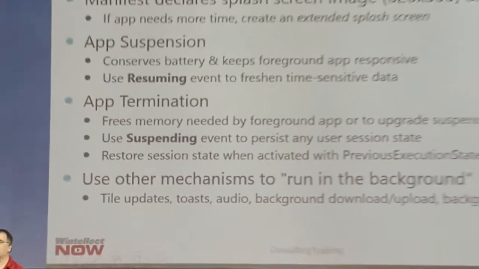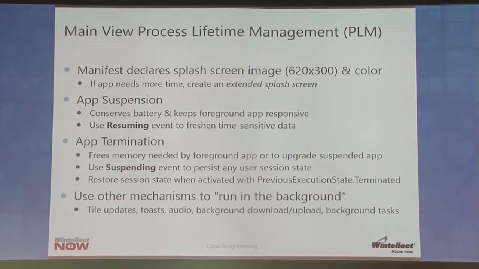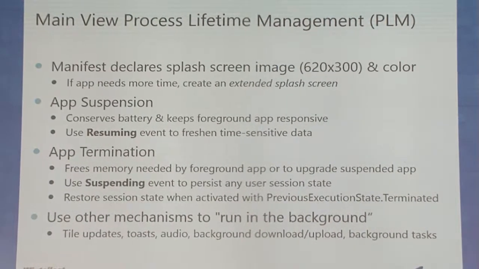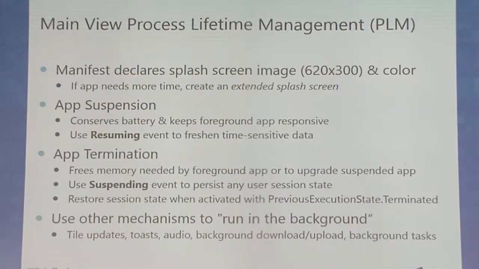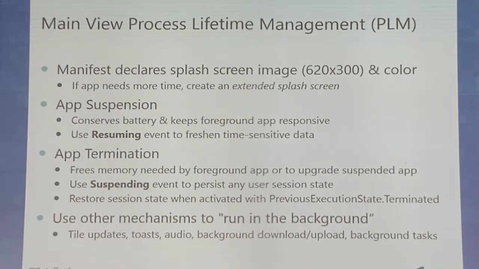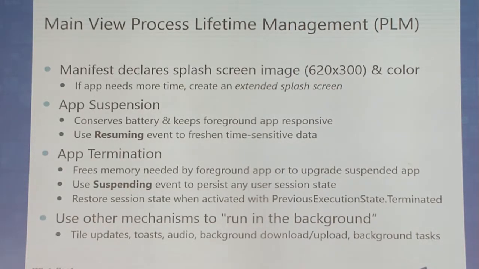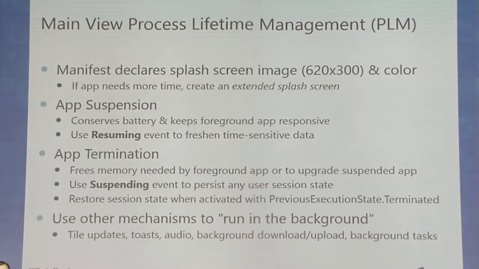Now, for app termination, the reason the system does this, as I said, is that it frees memory needed by the foreground app, or this also happens to upgrade a suspended app from version 1 to version 2. And when this happens, your application will receive a suspending event. So you'll be notified that the system is about to suspend your threads. This gives you the opportunity to persist any user session state into a file on the hard disk so you can restore the state later when your application gets relaunched.